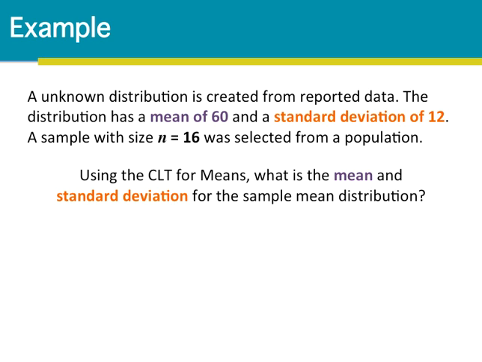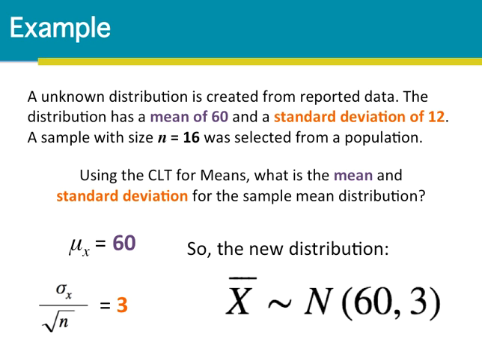So, when given an unknown distribution with a mean, a standard deviation, and a sample size, under the central limit theorem, we were able to find the mean and the standard deviation for the sample mean distribution. In this case, the new mean was equal to 60, and the new standard deviation was equal to 3. Our new distribution then reads x̄ is similar to a normal distribution, which is a function of 60 and 3.